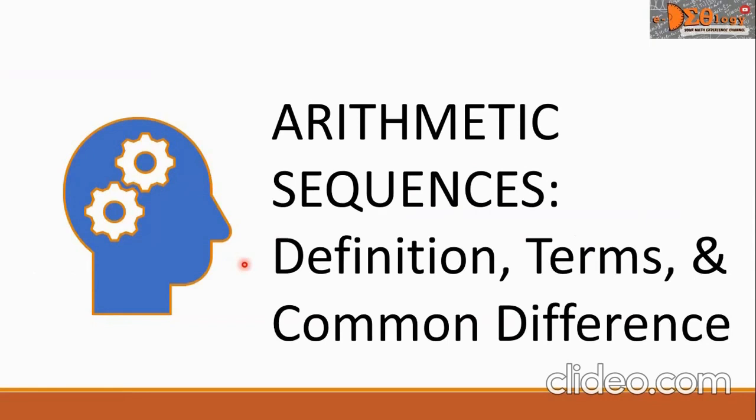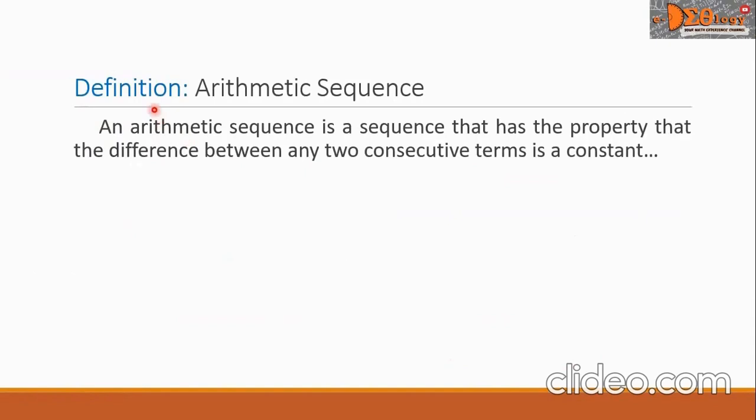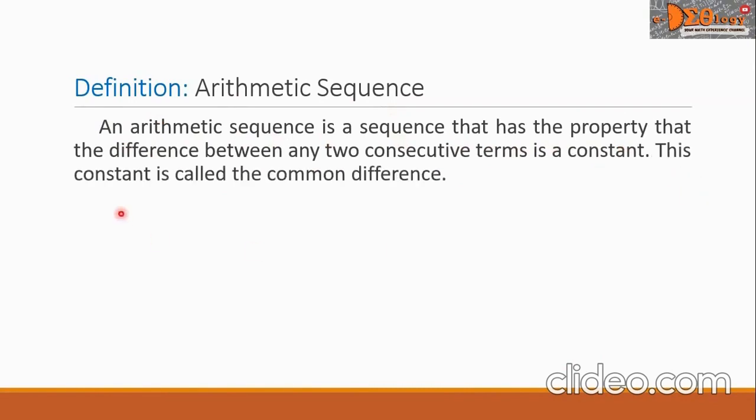Hi everyone. Today we're going to study definition, terms, and common difference of arithmetic sequences. First, let us define arithmetic sequence. An arithmetic sequence is a sequence that has the property that the difference between any two consecutive terms is a constant. This constant is called the common difference.